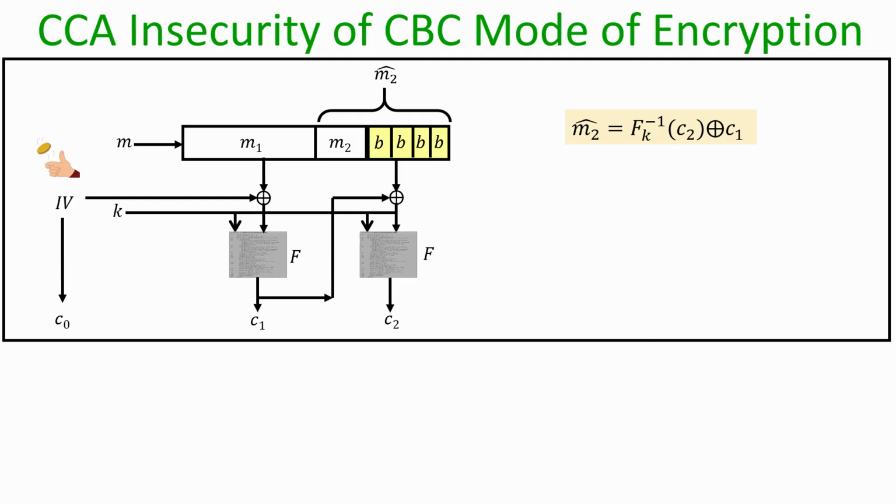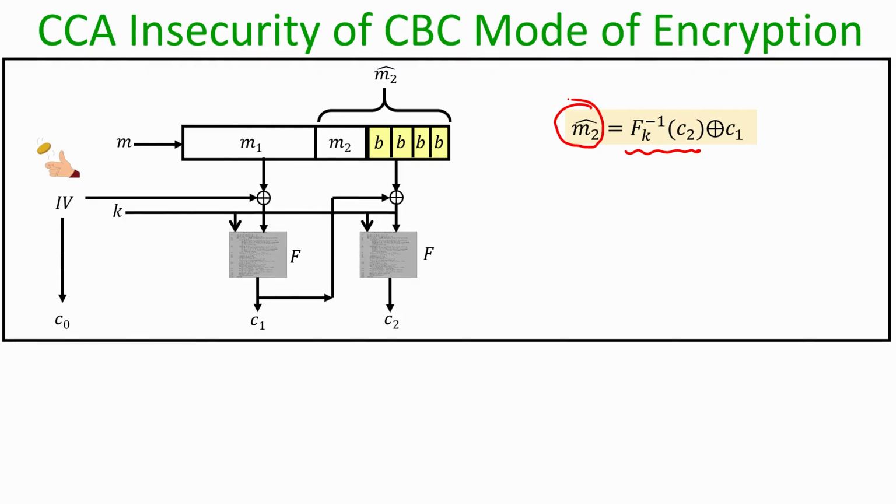And remember that the way a receiver is going to perform the decryption of the ciphertext C sub 0, C sub 1, C sub 2 is as follows. To recover the block M sub 2 hat, it is going to first compute the inverse of the pseudo random function or pseudo random permutation with the key k on the input C sub 2, and whatever comes out as the outcome is going to be XORed with the ciphertext block C sub 1, and that will give him M sub 2 hat.